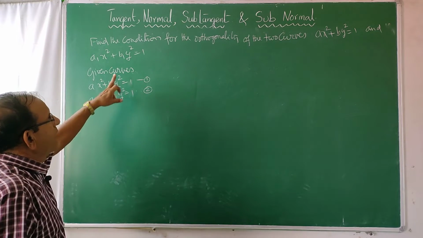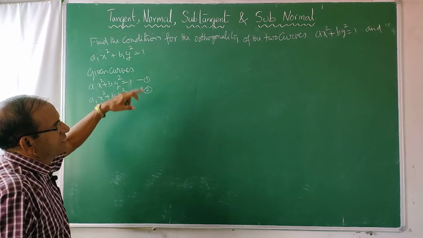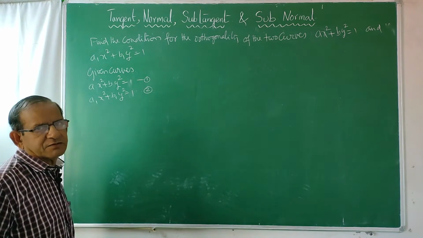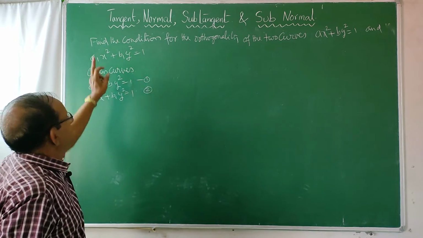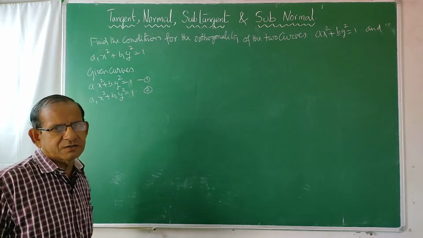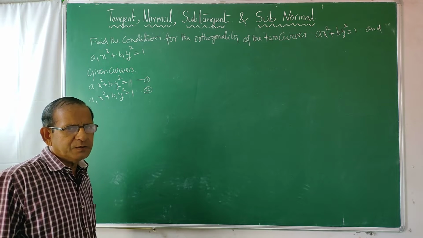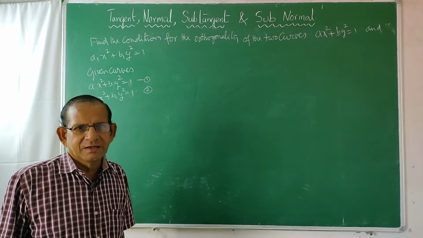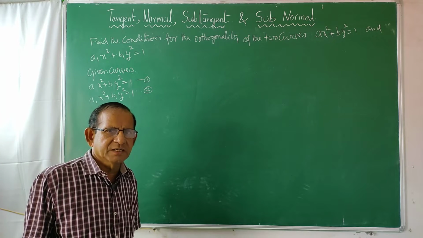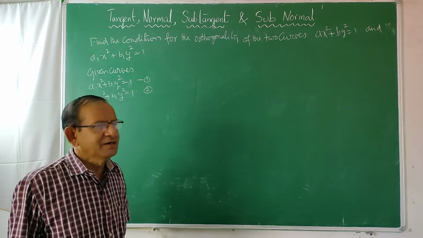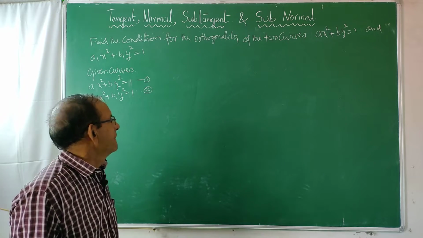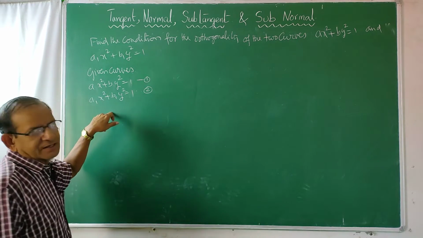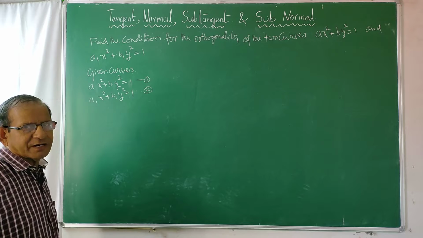Here two curves are given. One is ax square plus by square is equal to 1 and the second curve is a1x square plus b1y square is equal to 1. We have to find out the condition for those two curves to intersect orthogonally. Means product of the slopes must be minus 1. What is that condition? Now let us differentiate these two first. Find out m1 and m2.